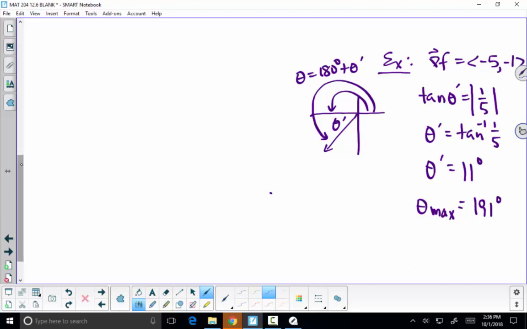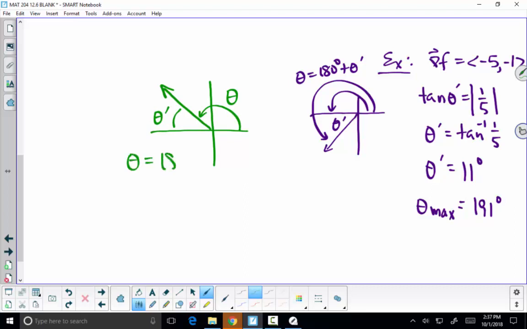But if we weren't in quadrant 3, let's say we were in quadrant 1, we wouldn't add anything to it. In quadrant 1, the reference angle is itself. And what about in quadrant 2? Subtract from 180. The reference angle is always measured from the x-axis, so if we're here, there's theta prime, so theta is equal to 180 minus theta prime.